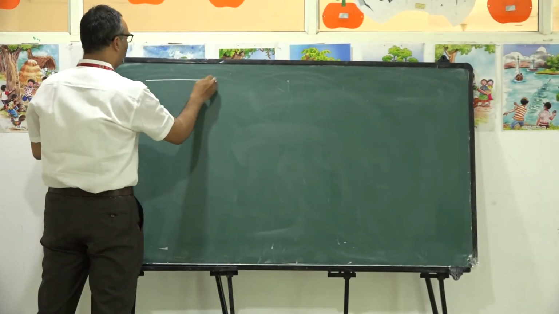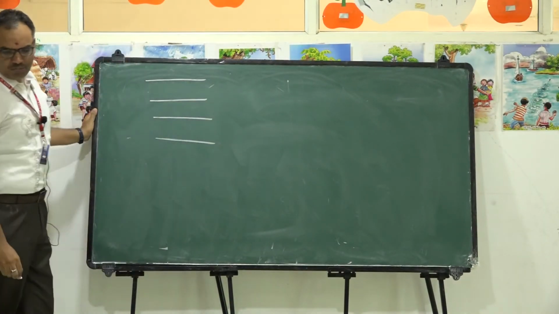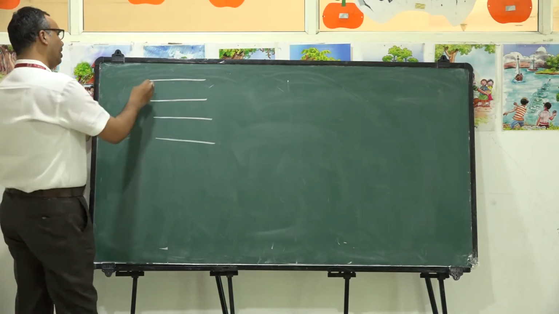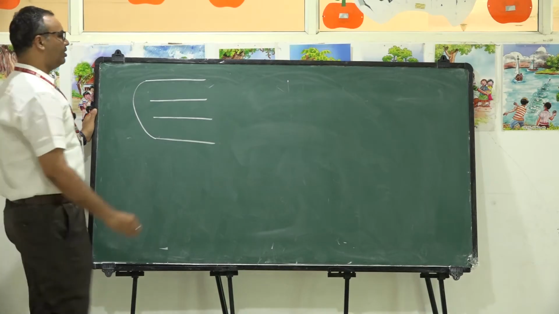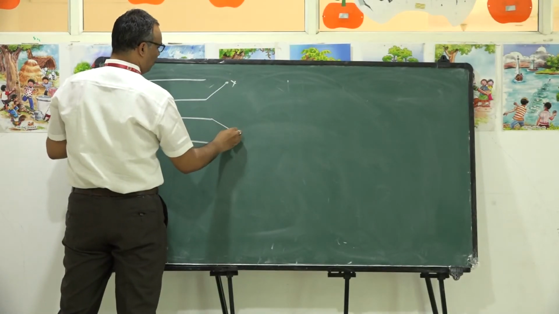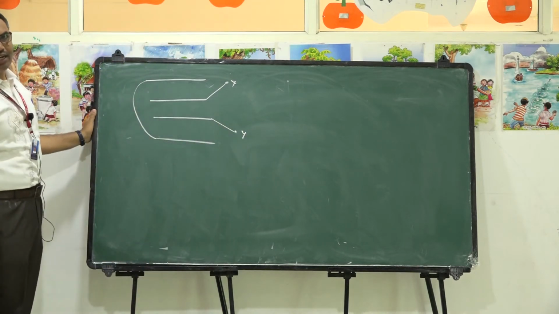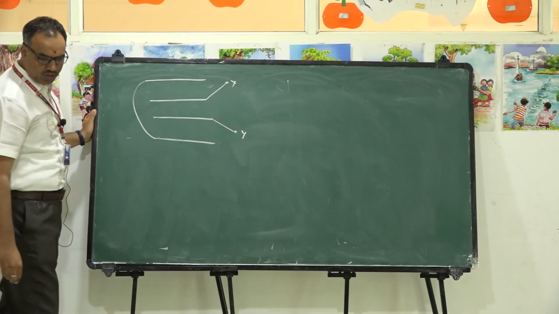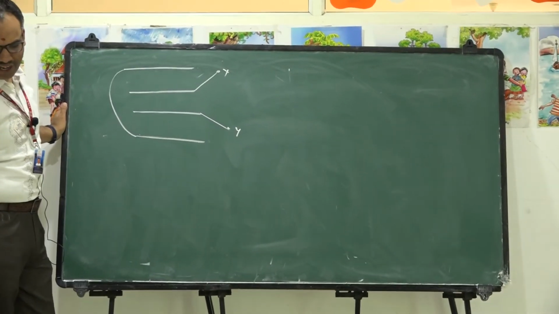Now again we have 4 plates, 1, 2, 3, 4. First plate is joined with fourth plate directly like this. The second plate is attached to terminal X. The third plate is attached to terminal Y. All the plates are identical. The separation between the plates is also identical. Now the question is, we need to find the effective capacitance.